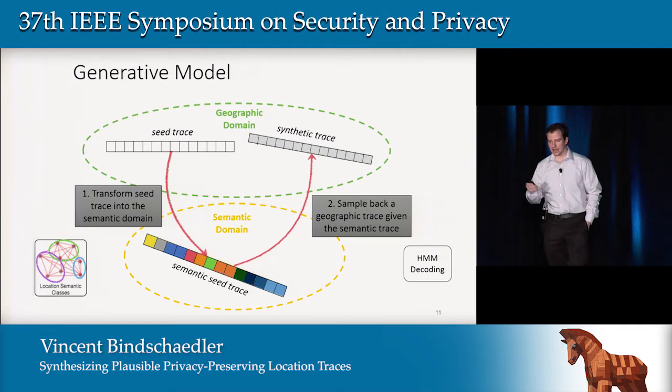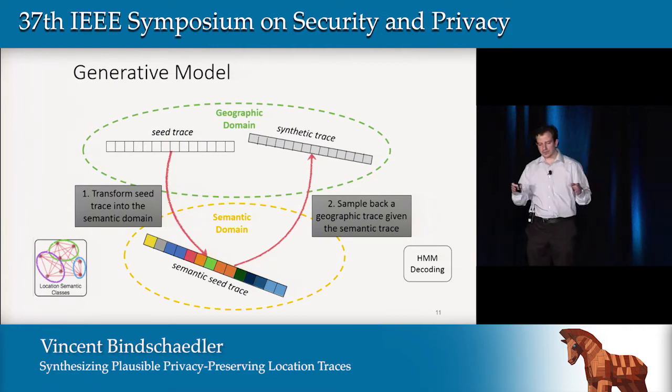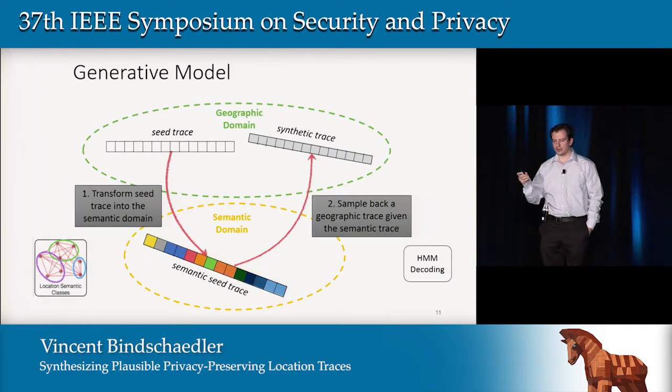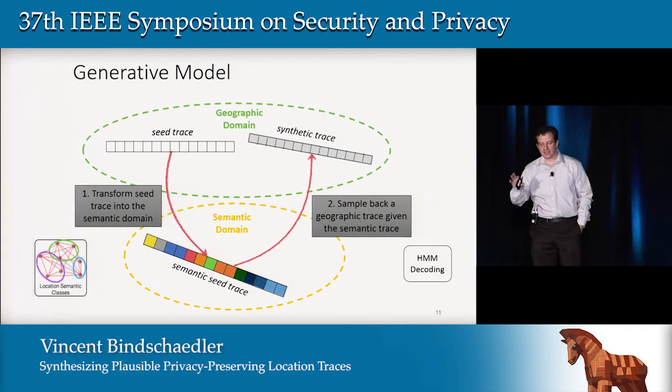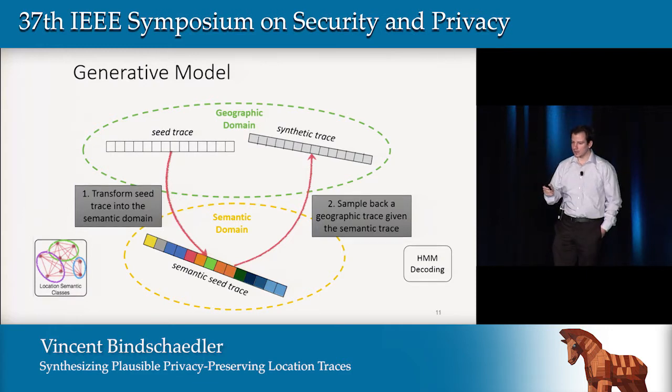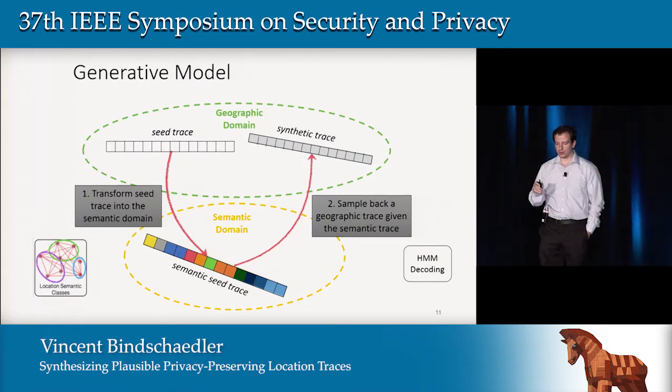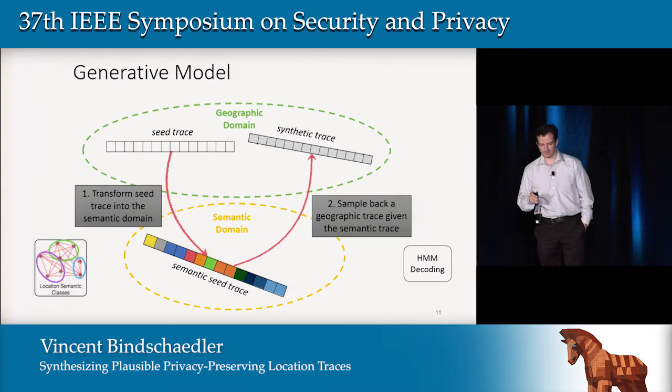Now that we have the semantic seed trace, we actually need to reconstruct, in some sense, the geographic information. So what we want to do is sample back a plausible geographic trace given this semantic trace. To do this, we'll do the following. We will cast this problem as a hidden Markov model decoding problem. Basically, we will pretend that we have observed the semantic seed trace and ask the algorithm to give us a plausible trace through the locations which explain the observed semantic information.